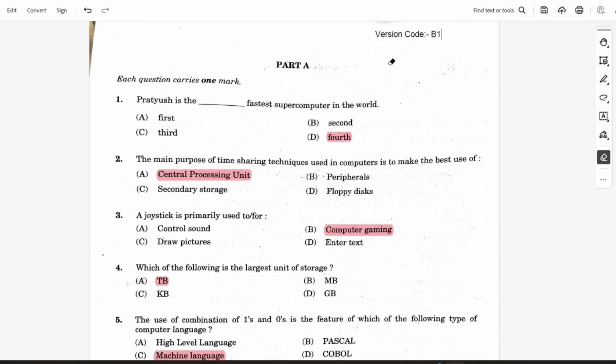You can calculate your score with this answer key. It is not 100% right, but about 90 to 95% of the answers are right. One or two questions may vary, but you can calculate your score and get an idea of how many marks you are scoring out of 100. The version code of this question paper is B1. Okay, so let's see the questions.